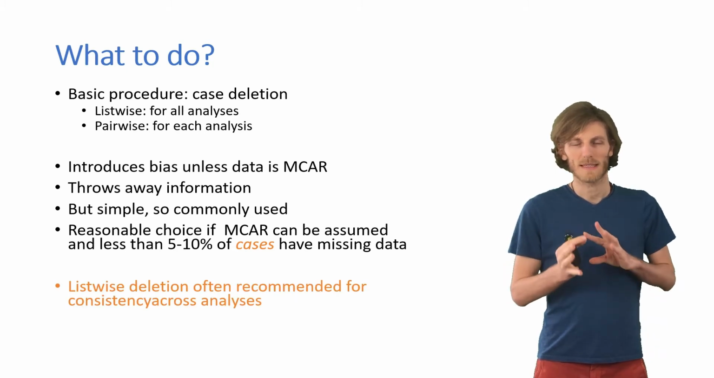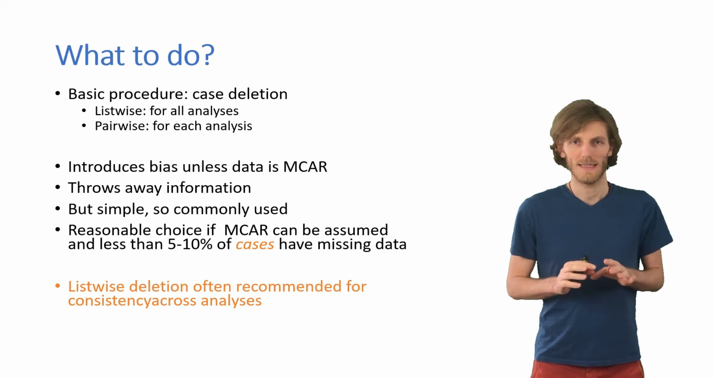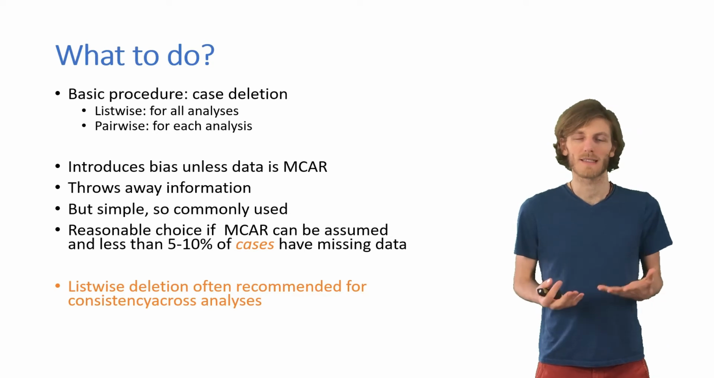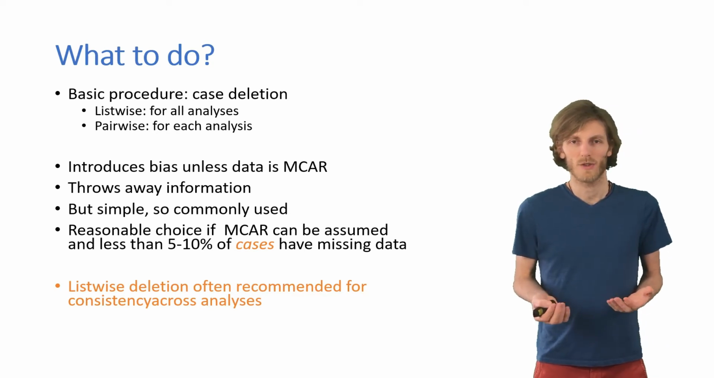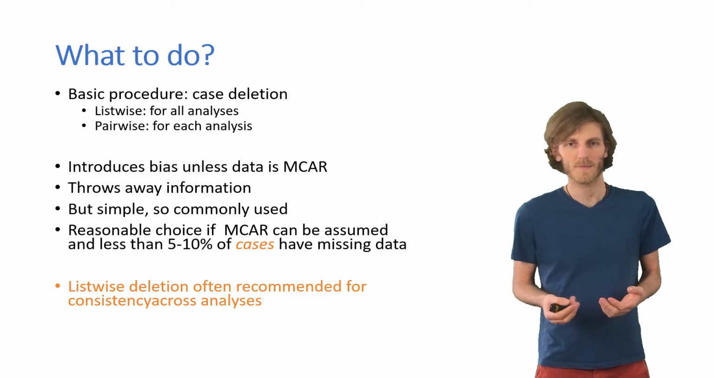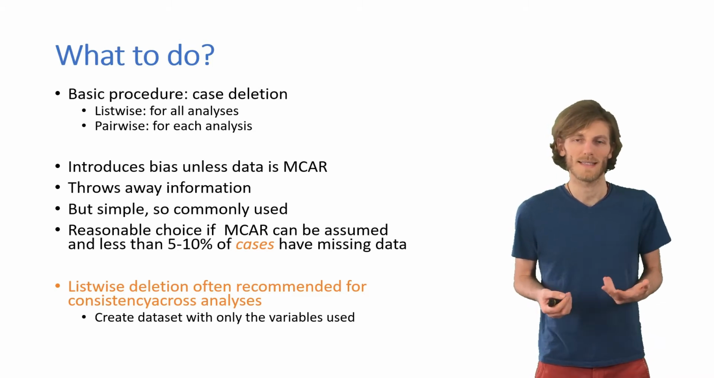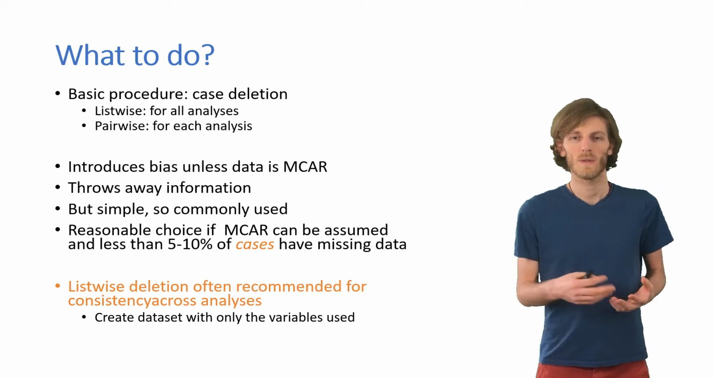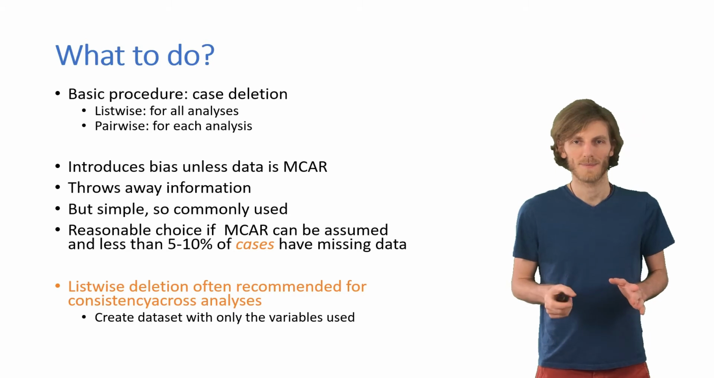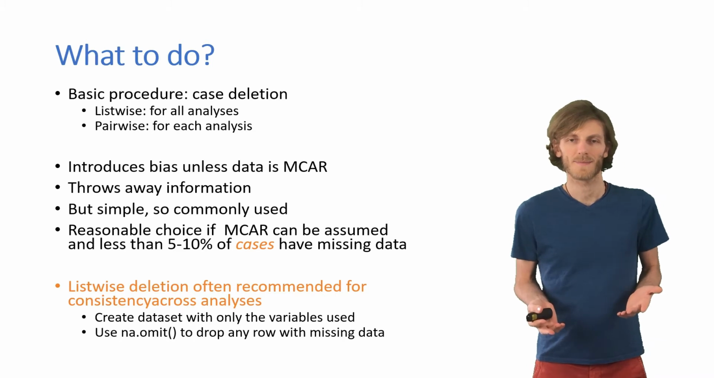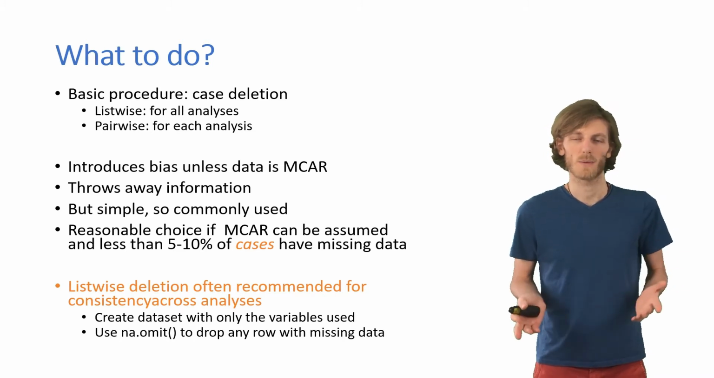And then when it comes to the question whether we do listwise or pairwise deletion, quite often people recommend listwise deletion because that's the only way to use the same dataset for all my analyses in a paper, in an assignment. Of course, to be able to do that, you need to filter the dataset so that you only have relevant variables in there, because you don't want to exclude participants who didn't answer a variable that you're not even looking at. And then you can use the na.omit function in R to drop all lines that have at least one missing value.